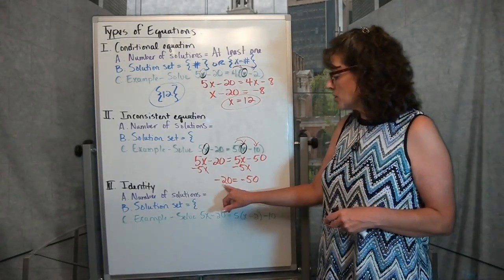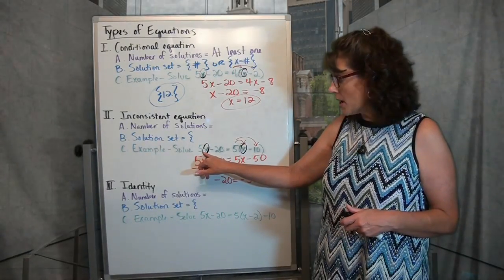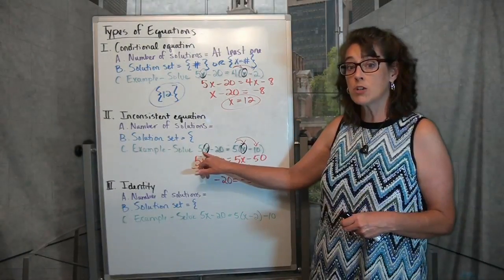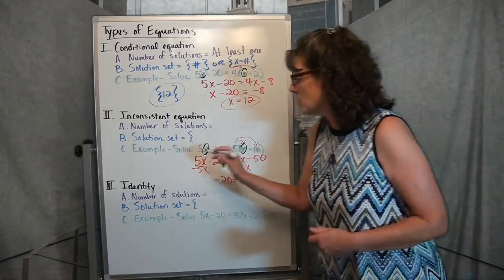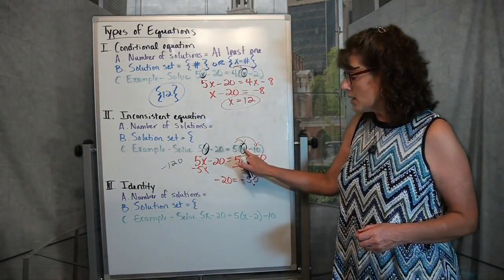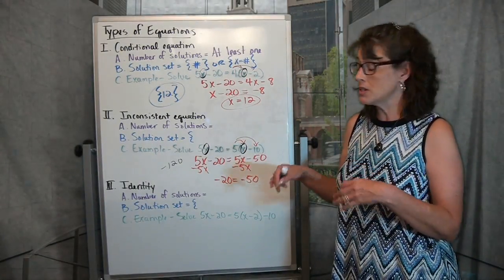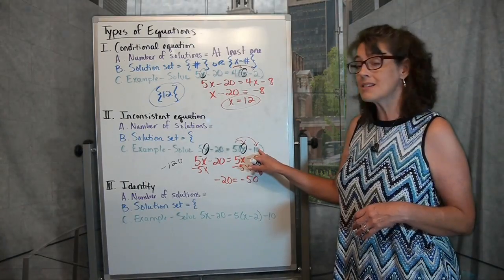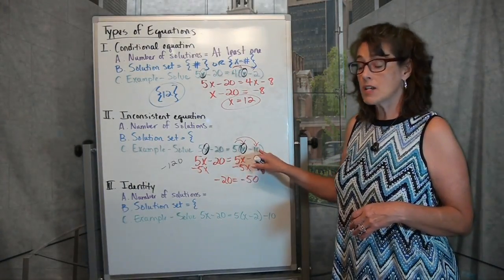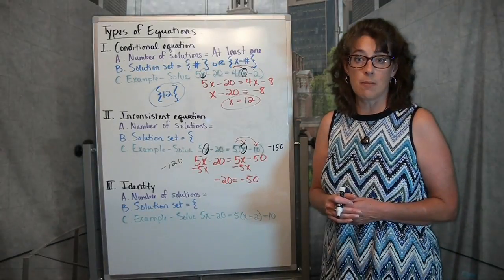And some people say, well, let's call x a negative 20. Well, if you put a negative 20 in here, 5 times negative 20 is a negative 100. Negative 100 minus 20 is going to be a negative 120. If you put a negative 20 right here, negative 20 minus 10, I'm following order of operations, it says do the parentheses first, negative 20 minus 10 is a negative 30. 5 times negative 30 is a negative 150. See, the two sides are not the same.